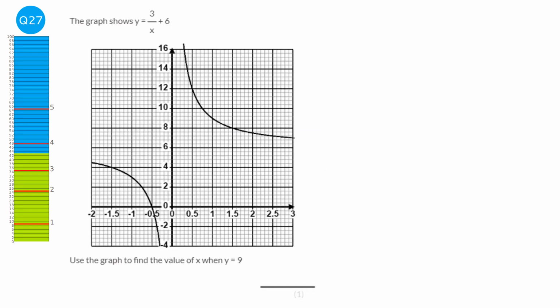So we're going to first of all work out where 9 is on the y-axis. Well, we've got 8 here and 10 here, so 9 will be halfway in between. And what we're going to do now is just draw a line across at 9 until it hits the line. And then we're going to draw a line down, and you can see here that x is 1. So our answer is that x equals 1.